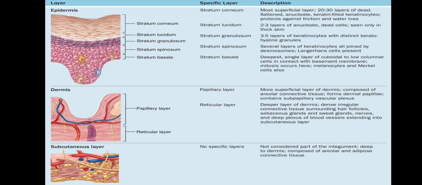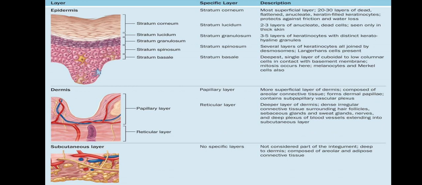Next is the stratum basale. Stratum basale is the deepest single layer of cuboidal to low columnar cells, in contact with the basement membrane. Mitosis occurs here, and melanocytes and Merkel cells are also found here.